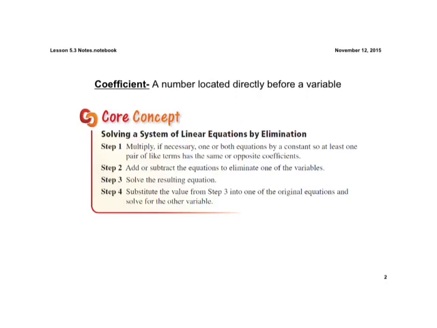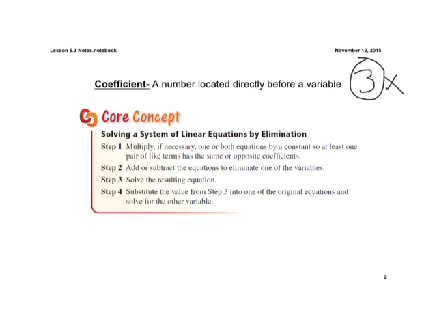We have coefficient, which is simply a number located directly before a variable. So if we have something like 3x, this 3 is our coefficient before our variable x. Okay, we have 4 steps to solve by elimination.